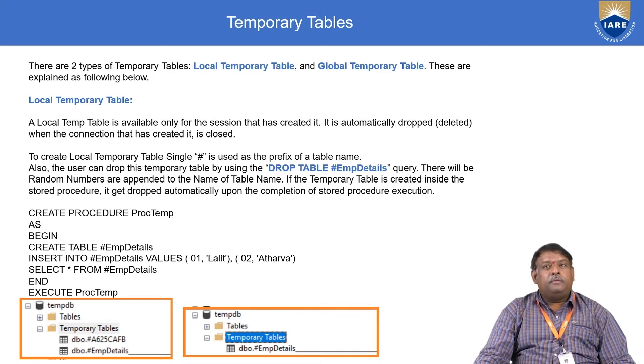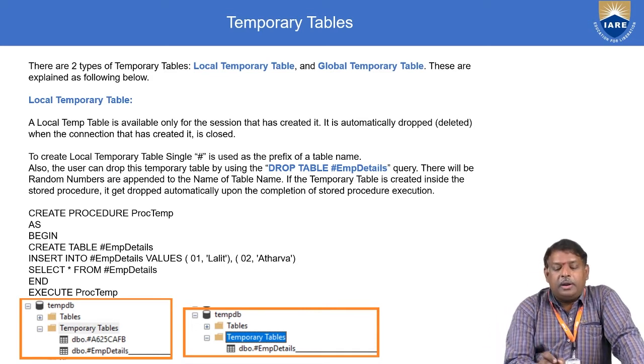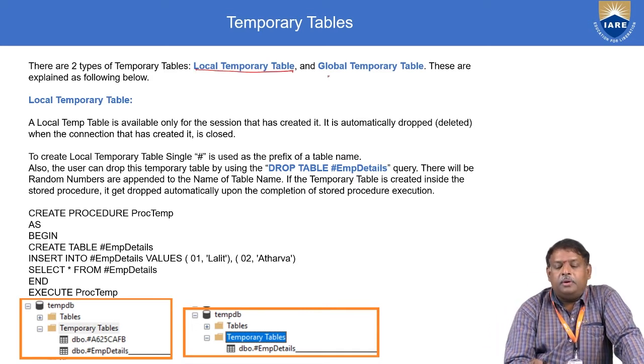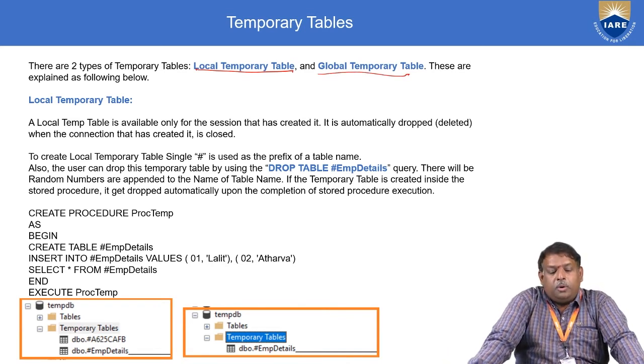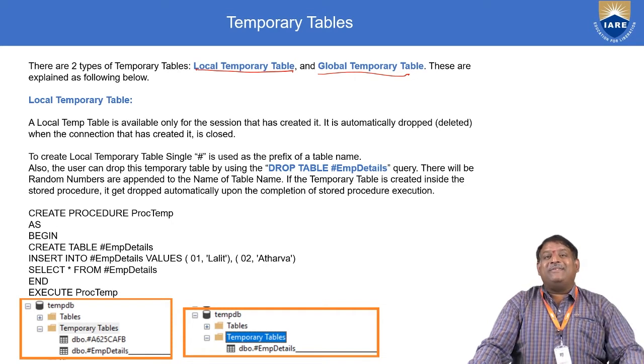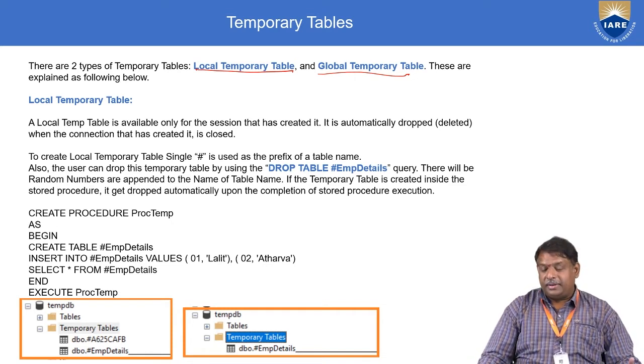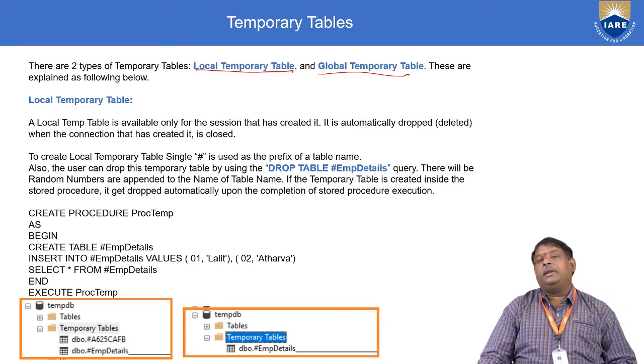There are two types of temporary tables. One is the local temporary table, another is the global temporary table. They are explained below. A local temporary table is available only for the session that created it. It is automatically dropped, deleted, when the connection that created it is closed.